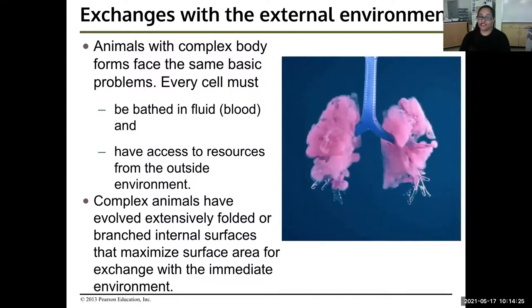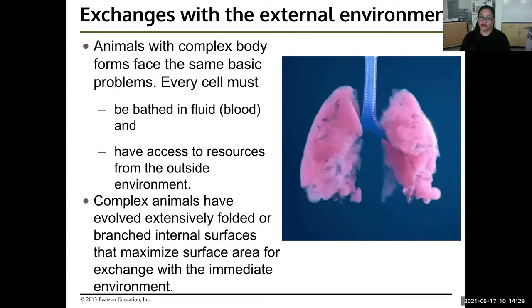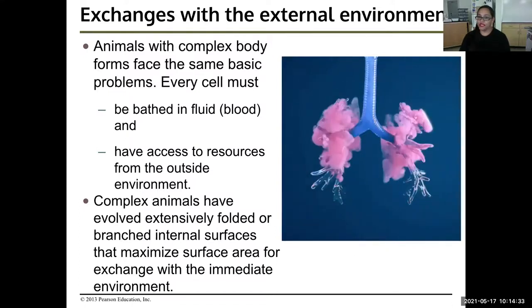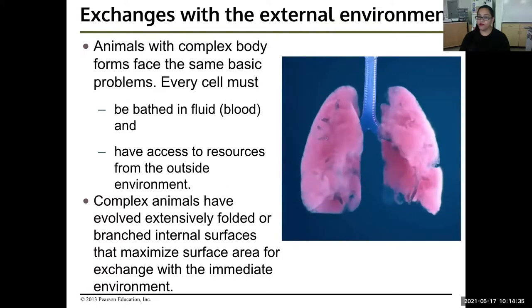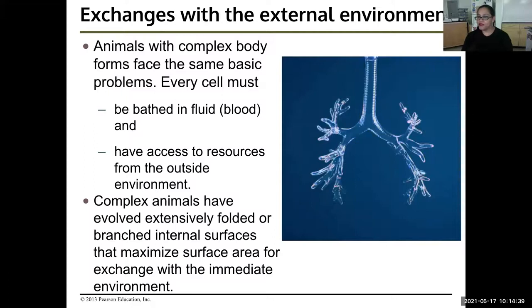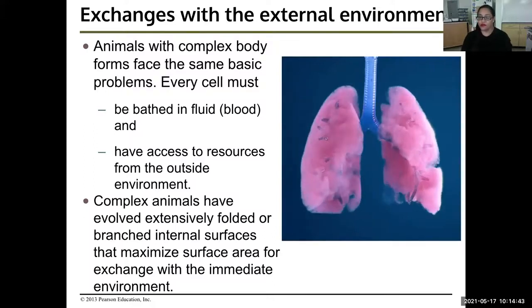Complex animals have evolved extensively folded or branched internal surfaces that maximize surface area for exchange with the immediate environment. Besides the lungs, we actually have two more places in our bodies that do this for us, that exchange resources with the outside environment.